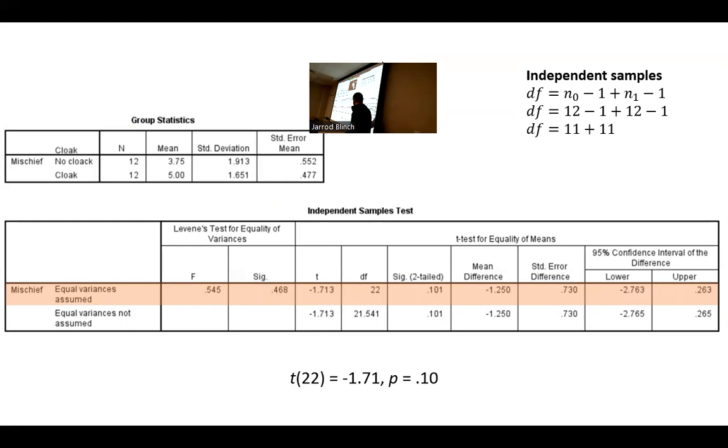And this is typically how it would be reported. We give the t, and that's lowercase and italicized. Inside the parentheses is the number of degrees of freedom. We report our t value to 2 decimal places, then a comma. The p value is also italicized, equals, and we round our p value to 2 decimal places.